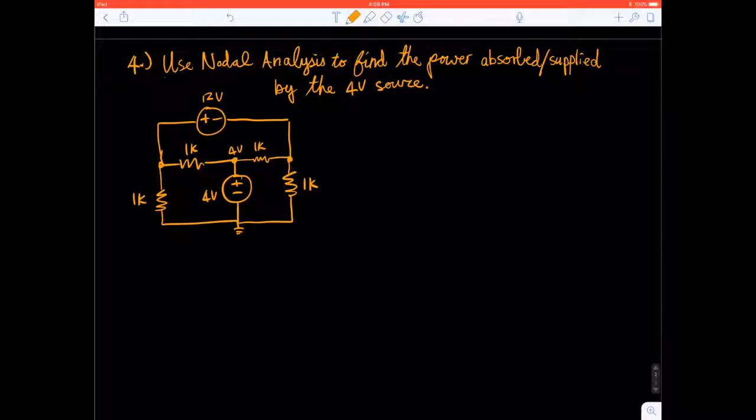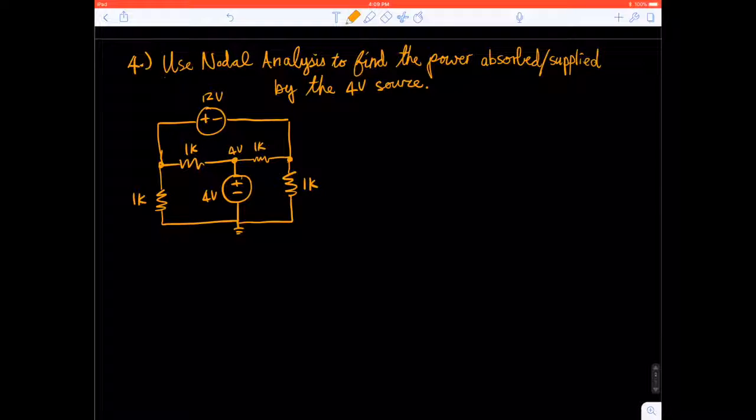Hey guys, so I'm going to work some problems from your first exam to get some preparation for studying for the final exam. So this is number 4, and it's asking you to use nodal analysis to find the power absorbed or supplied by the 4-volt source.